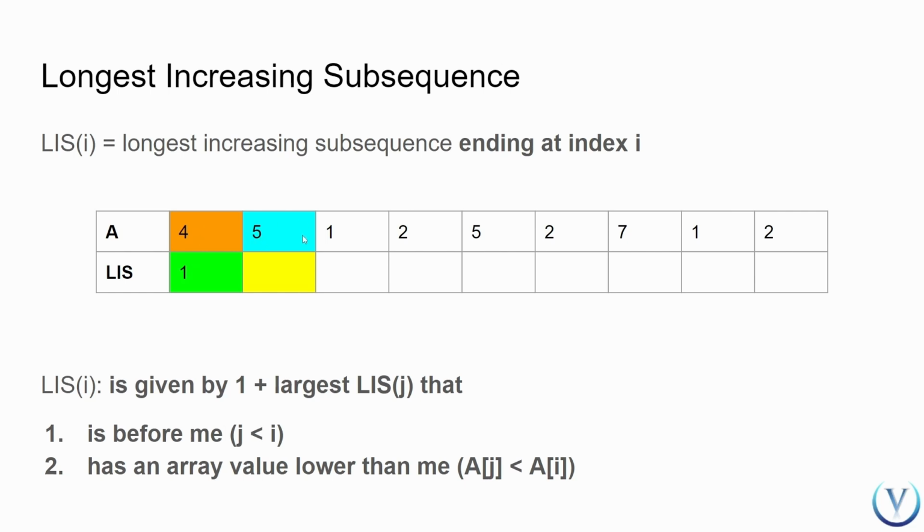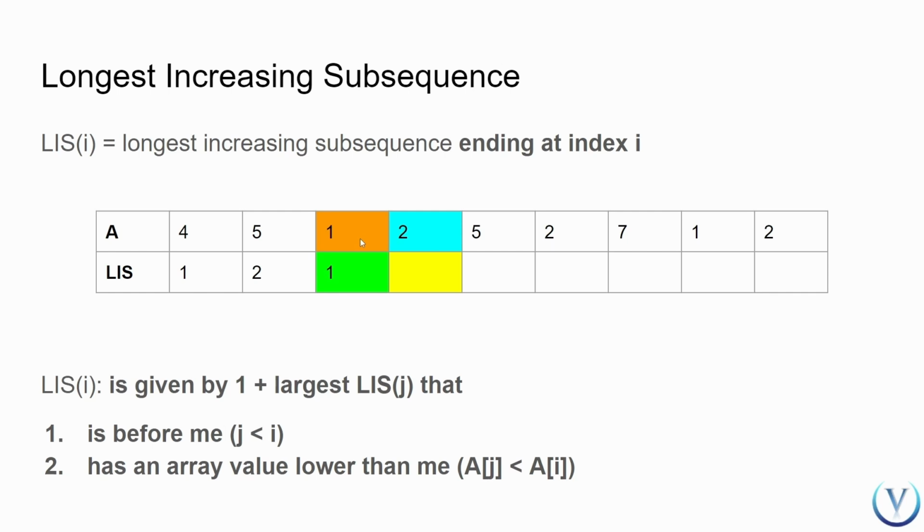Since 4 is less than 5, this means that the LIS ending at 4 can be extended to an LIS ending at 5, and we add 1 to the length. Then we continue this procedure. However, we see that for this array value of 1, there are no previous candidates that have an array value smaller than 1. So we cannot extend it from anyone, and so the LIS is just itself.